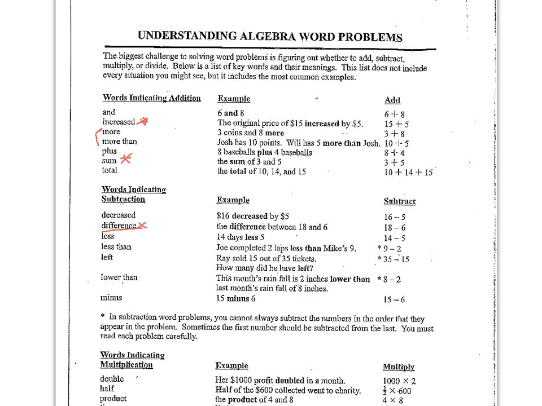Less. If it says less, make sure that you go in the order that it's written. 14 days less 5, you write 14 minus 5. This is the big one that people mess up. If it says something like 3 less than 10, how do you get that? Do you do 3 minus 10 or do you do 10 minus 3? We do 10 minus 3, which means with those two words, less than, whatever you're saying comes behind it. It is being the one that's subtracted.